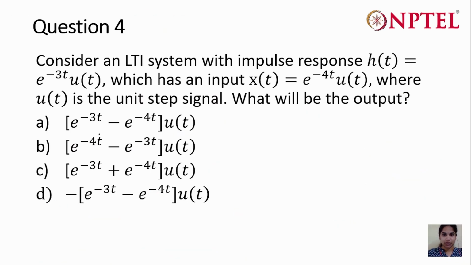Moving on to the next question. Now it's a similar question. Here h of t is e power minus 3t into u of t. Just proceed in the same way and see what is the answer.